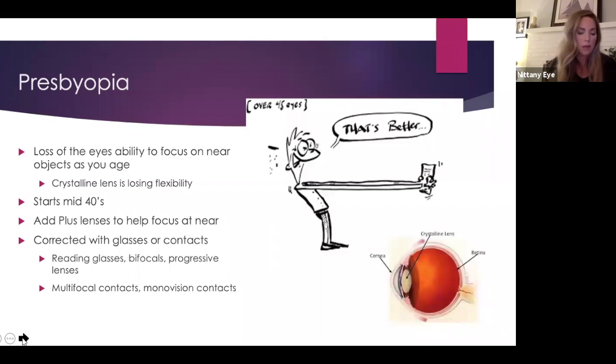And then we also have monovision contacts, and that's where we set one eye for distance and one eye for near. It does take some getting used to, and it does mess with your depth perception a little bit. So we always prefer to try the multifocal contacts first, but sometimes we will go to monovision because sometimes people really like that.